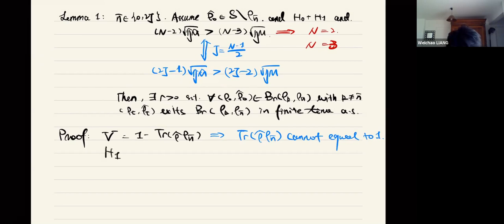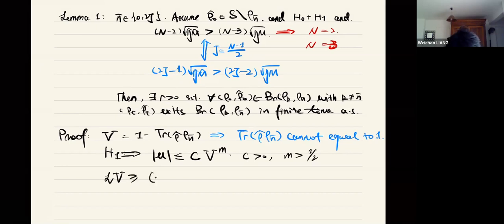And from the assumption H1, we can show that the feedback controller is bounded by this function. V is our Lyapunov function, okay. C is positive and M is some positive constant larger than 1/2. And then we calculate the infinitesimal generator of this function. And we have some positive constant alpha, and the absolute value of the function t.